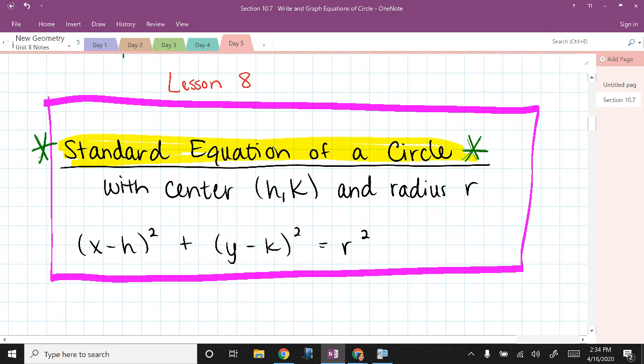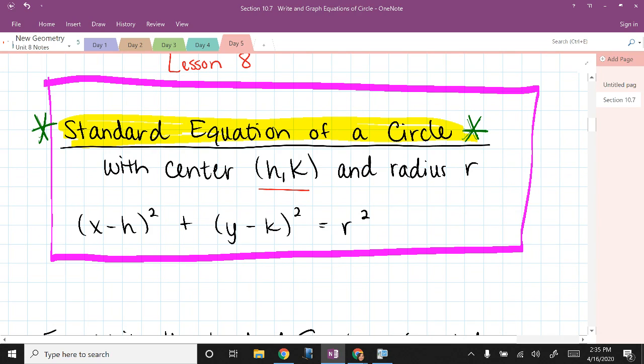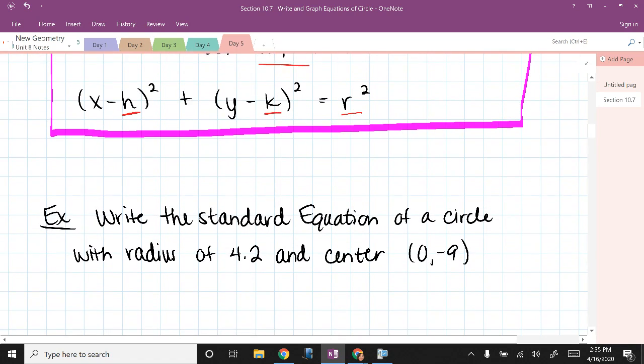So the standard equation of a circle is: you have this center, which they call H and K. H is the X value of your center point, and K is the Y value of your center point, and a radius R. The equation is (X minus H) squared, plus (Y minus K) squared, equals R squared, which is the radius squared. All right, so we're going to see some examples of this.